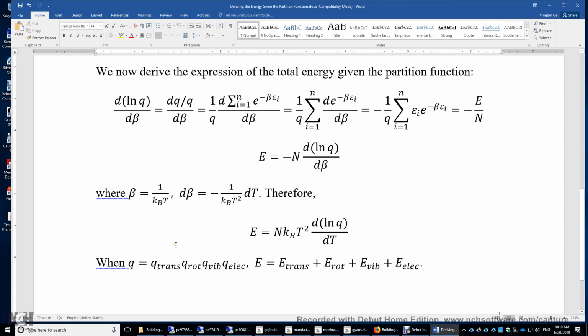And for a physical or chemical system that contains molecules, we have this Q equals the product of the translational partition function, rotational partition function, vibrational partition function, and the electronic partition function. And then if you plug this expression in here, you'll see energy is additive. The total energy is equal to the sum of the translational energy, rotational energy, vibrational energy, and electronic energy.